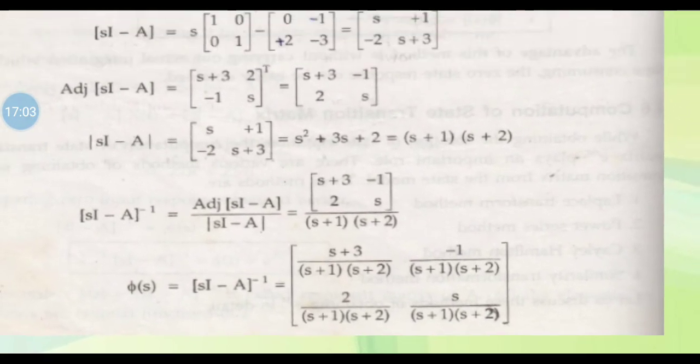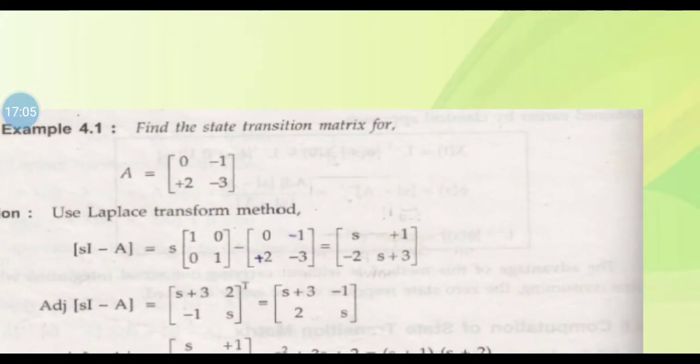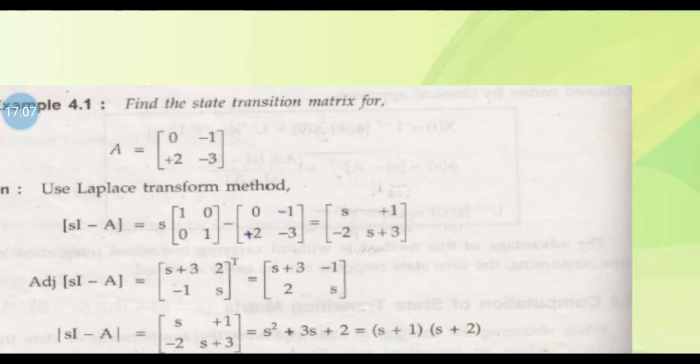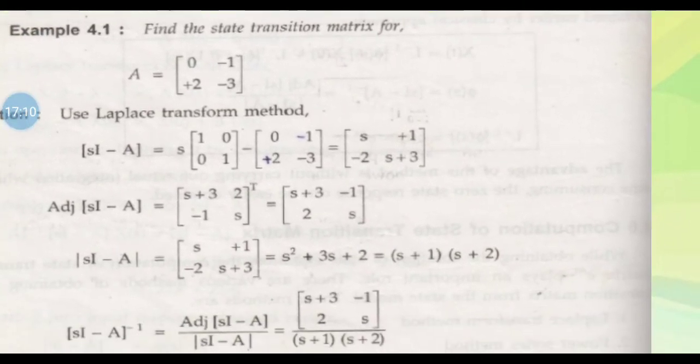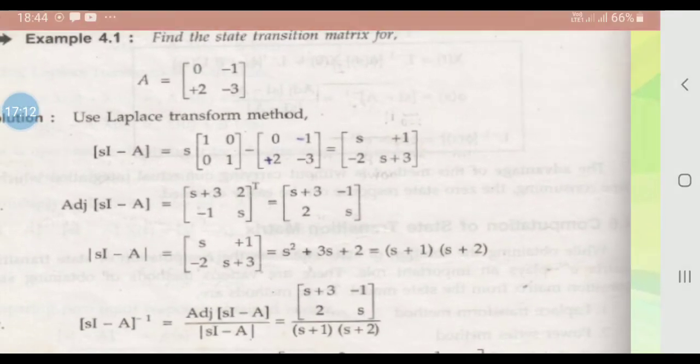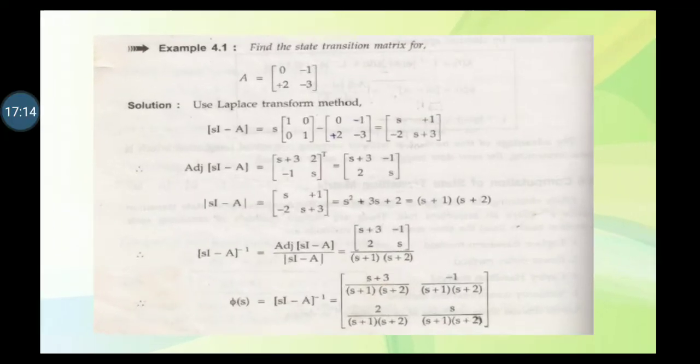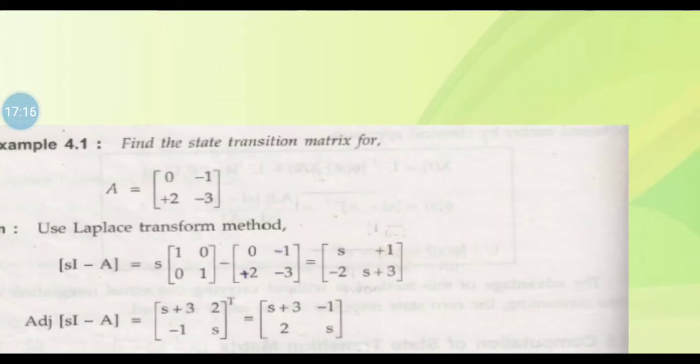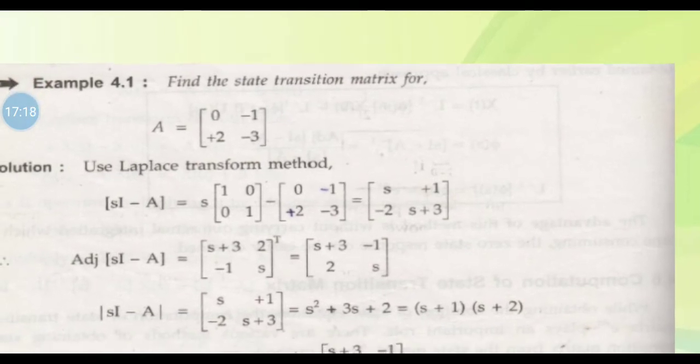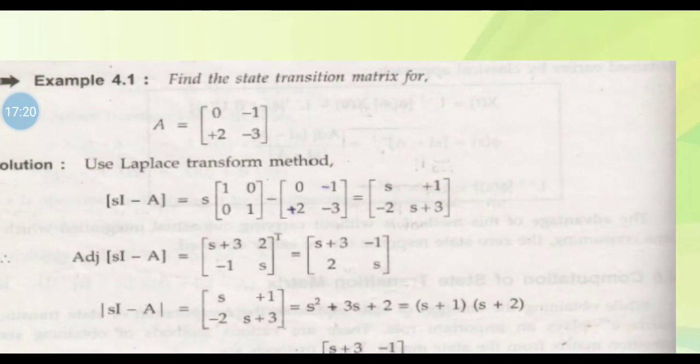We'll go for the problem. Find the state transition matrix for A equal to [0, 1; minus 2, minus 3]. We'll use the Laplace transform method. So sI minus A, what can you write? s into I, where I is the identity matrix whose diagonal elements are 1 and the remaining two are 0.